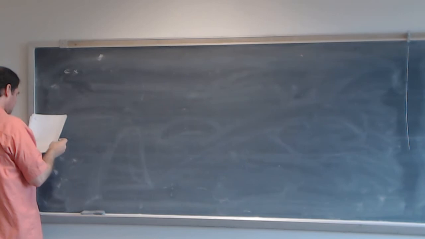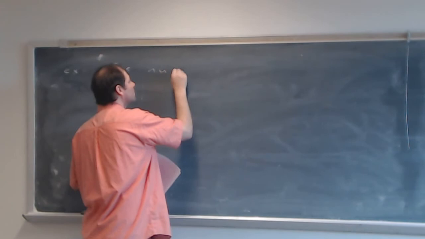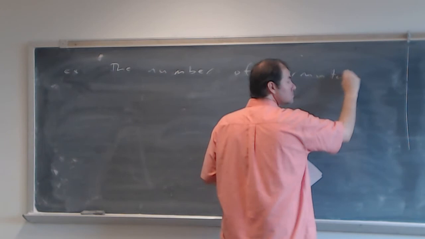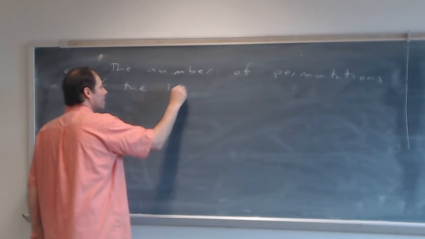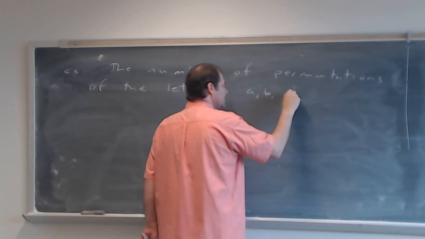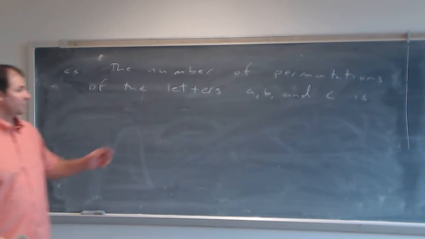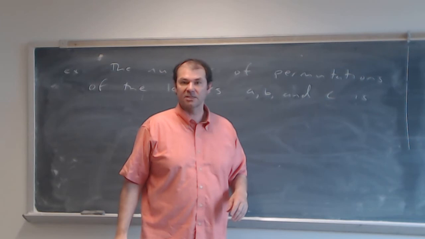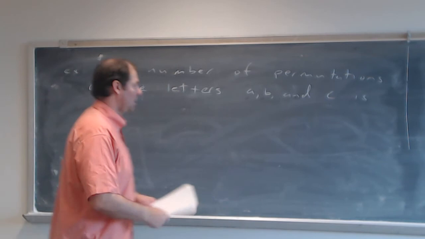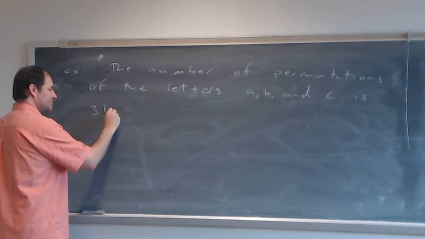Okay, let's look at an example. The number of permutations of the letters A, B, and C is, okay, so you note that we have 3 distinct objects here, A, B, C. They're distinct, different from each other. And you want to know how many ways can you have an ordered listing of them. So the answer is 3 factorial, because there's 3 of them, that's what the previous fact says, which is 3 times 2 times 1, which is 6.